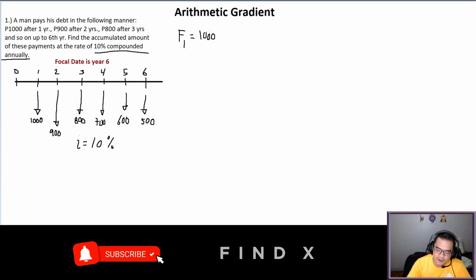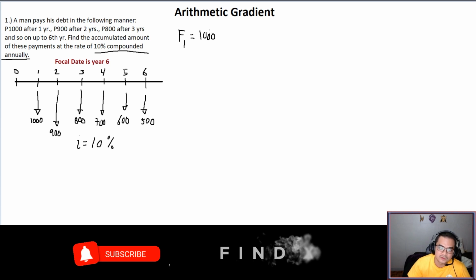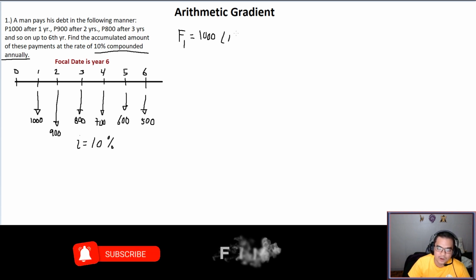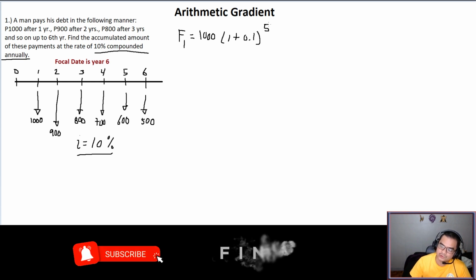Now we apply the compound interest formula, which is 1 plus i raised to y n. But n again is equal to 1, so you can just neglect that because that is just equal to 1. All we have to do is take note of the y. So that's 1,000, and you have to bring it to year 6, from year 1 to year 6. That is 5 years, right? So that is 1 plus i, where i is 10%, so 0.1, raised to 5. When you go to the future, the exponent must be positive.